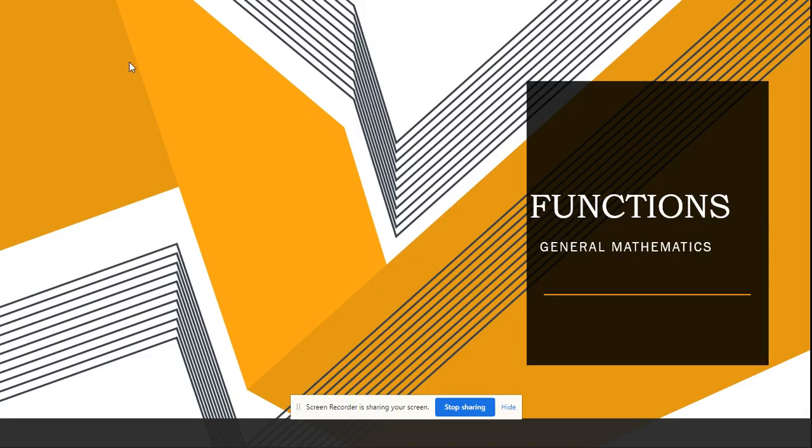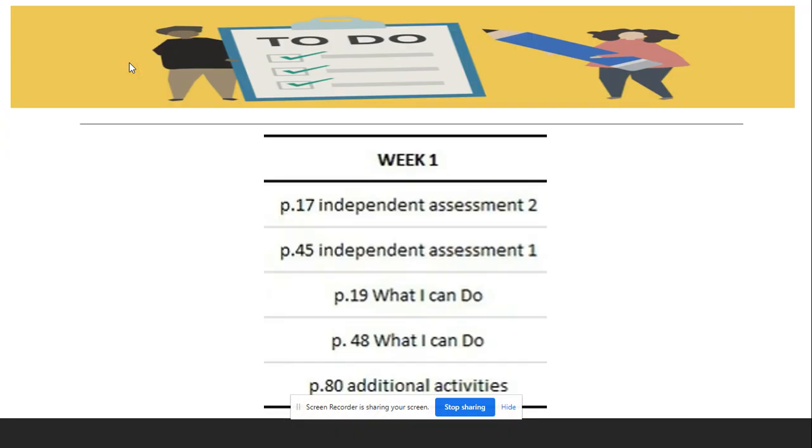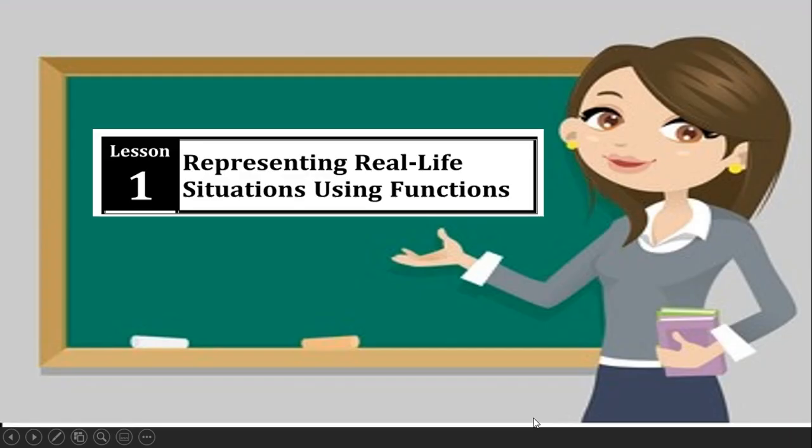Okay, today this is a video lesson about the topic for week 1, which is all about functions. So for week 1, I asked you to do page 17, Independent Assessment 2, page 45, Independent Assessment 1, page 19, What I Can Do, page 48, What I Can Do, and page 80, which is Additional Activities.